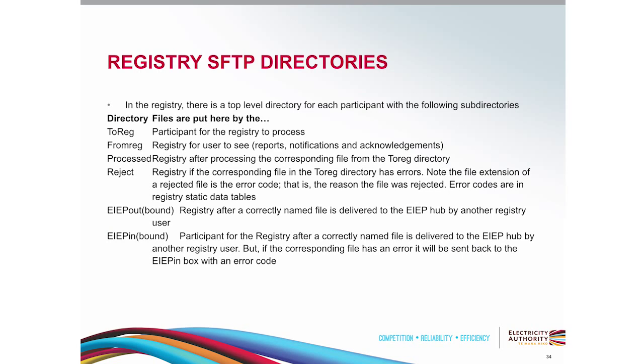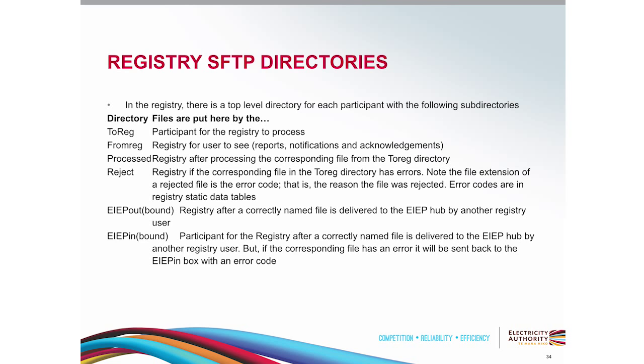Directory structure, as we can see, when you get there, you've got the to reg, you've got the from reg. It's nice and clear. What happens is if you put a file into to reg, the registry picks it up, starts processing it. Once it's finished processing, puts it back in processed. If it doesn't like it, for some reason, it bungs it into reject. How many of you guys have actually looked in your reject folders? You might get a bit of a surprise. It's worth doing every now and again just to have a little look.